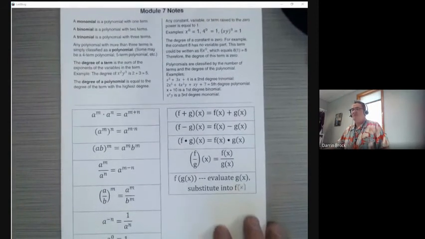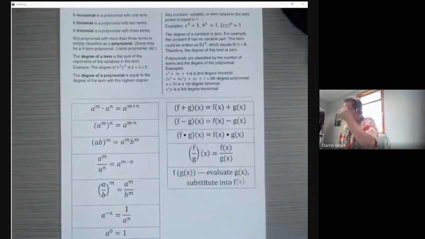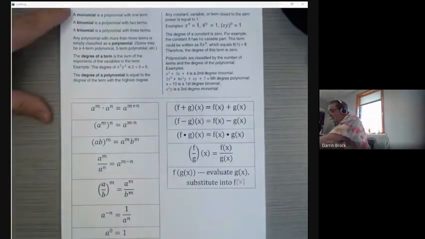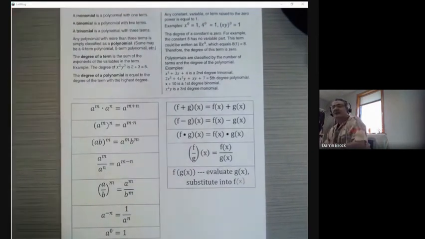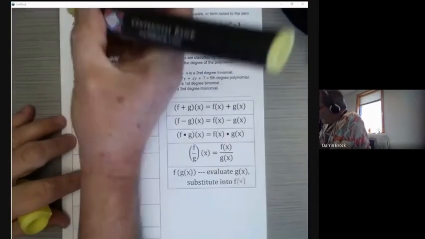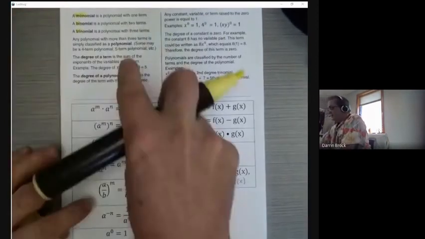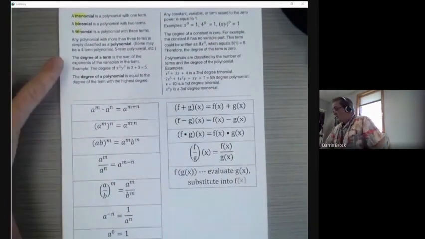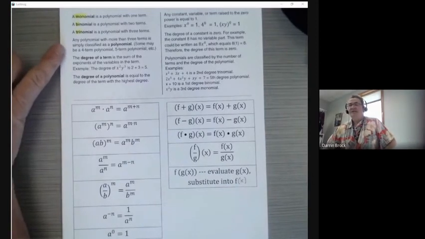This is my Module 7 notes that I made myself. The first few lessons talked about the vocabulary, talks about a monomial, which is a polynomial with just one term. Mono is the prefix for one, right? Mono, bi, tri, 1, 2, 3. So it's a polynomial with 1, 2, or 3 terms. Beyond 3 terms, we generally just call it a polynomial. We generally don't classify it beyond trinomials.